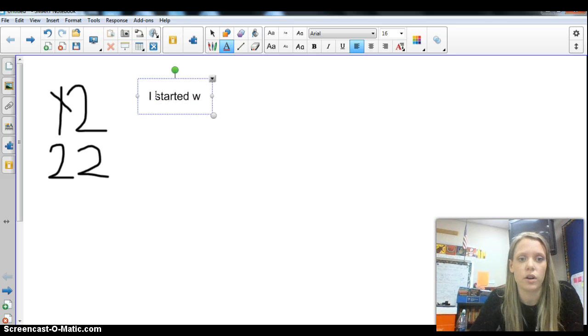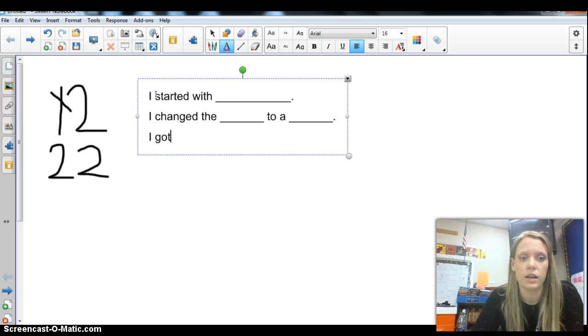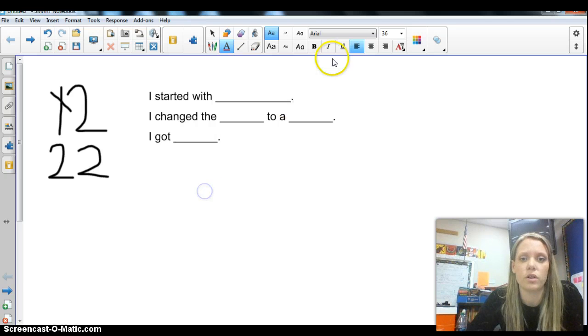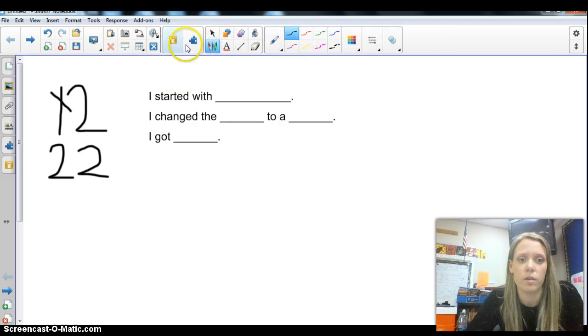I started with... I changed the... to a... I got... So if I wrote these starter stems in my math journal, I could fill in the numbers while I'm writing the sentences, or I could go back and fill in the numbers.